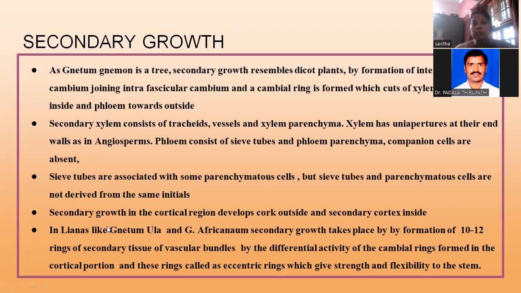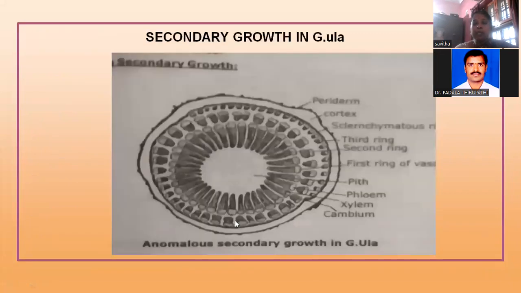But when you come to the lianas, somewhat different secondary growth will be seen. When the secondary growth starts, it usually starts by the formation of the cambial ring between the vascular bundles, as usual, where it cuts off xylem towards inside and phloem towards outside. And in the cortical portion, cork cambium forms and cuts off cork towards outside and secondary cortex towards inside. This is the usual normal secondary growth at the starting time.